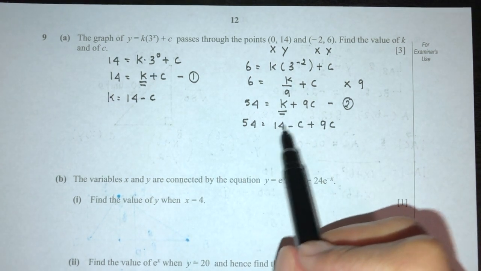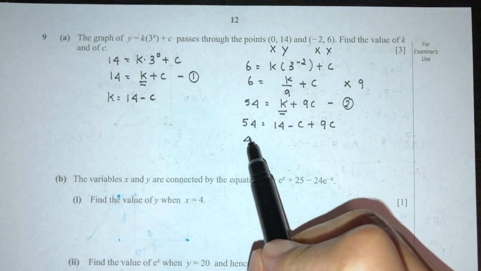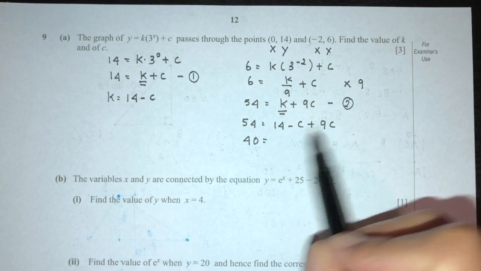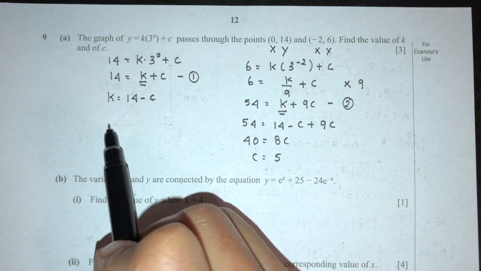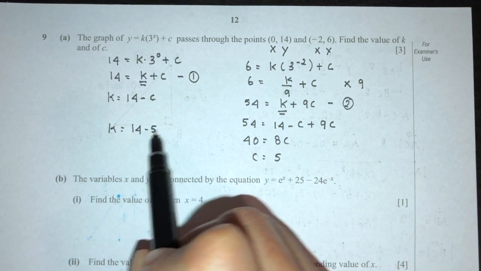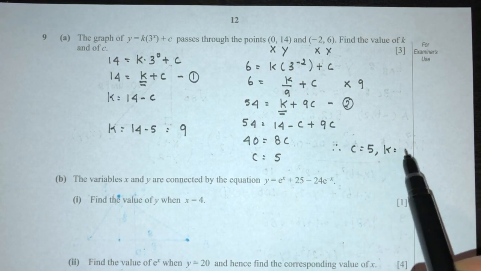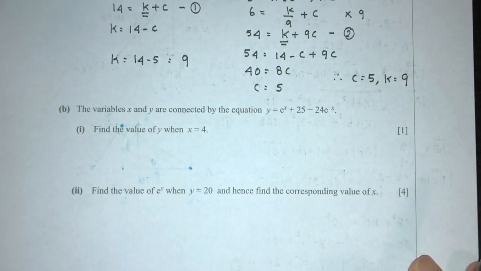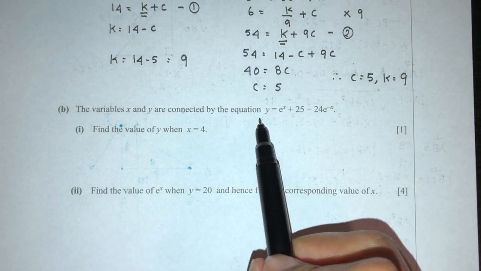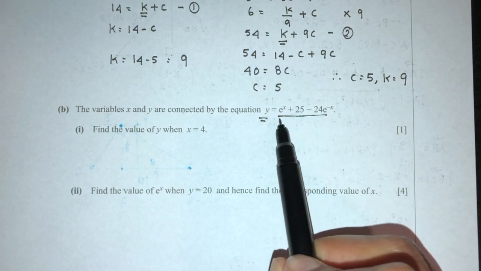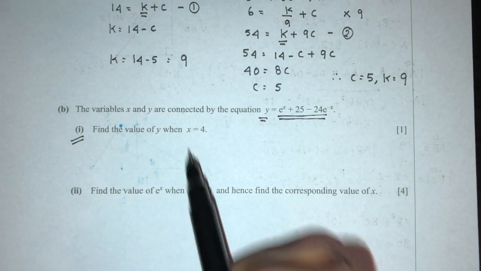So let's see, what do we have? Let's send this over here. You will have 54 minus 14, that will be 40, equal to 8c. So c will be 5. Now the value of k will be 14 minus 5, that will be 9. So c is 5 and k is 9. That is part A. Now for part B, variables x and y are connected by your equation y, and this is x. Now for part 1, we have to find the value of y when the value of x is 4.